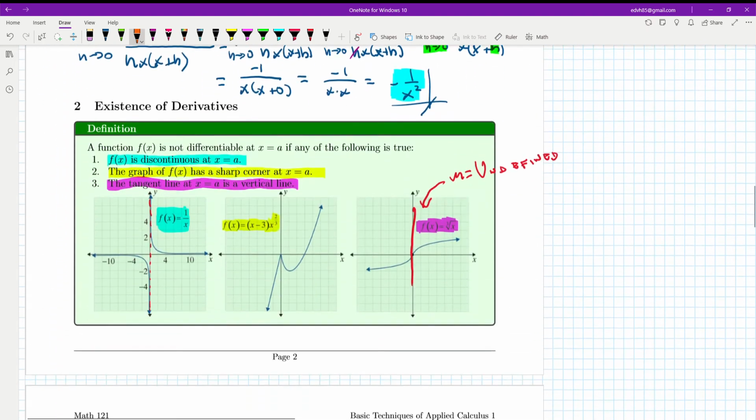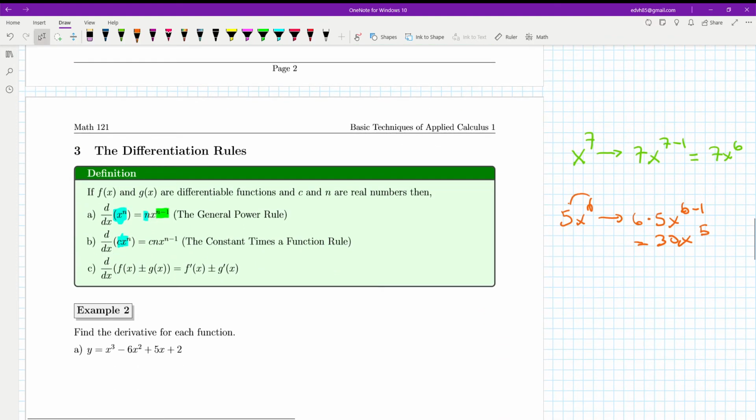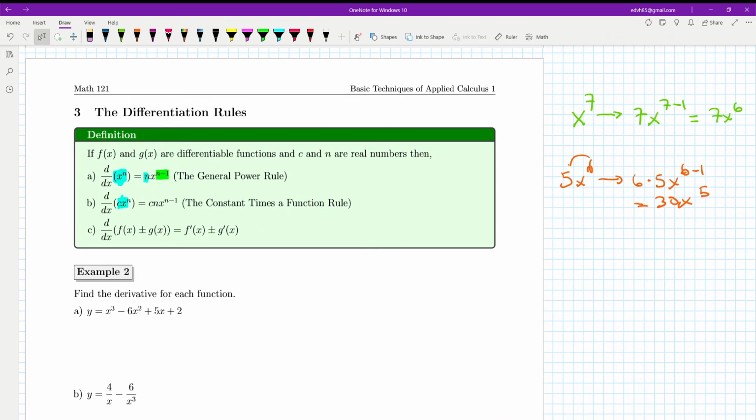All right, another quick rule that I didn't add here. When you have cx, the derivative is c. For example, 5x, the derivative is 5. The derivative of 7x is 7. The derivative of 9x is 9, etc.